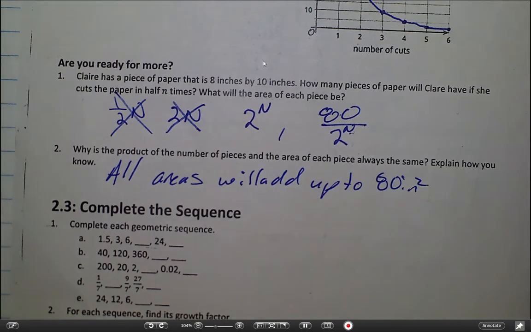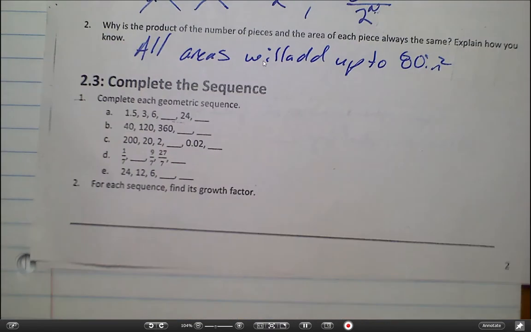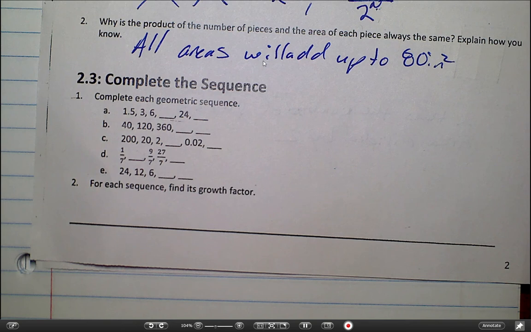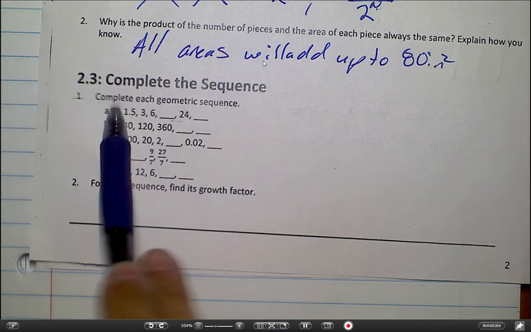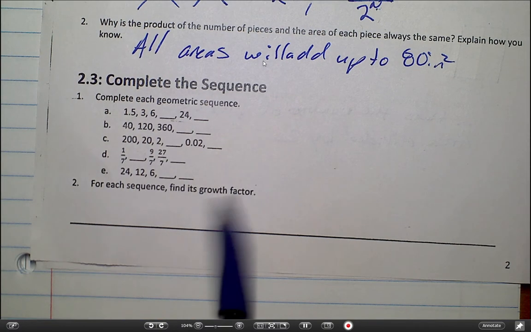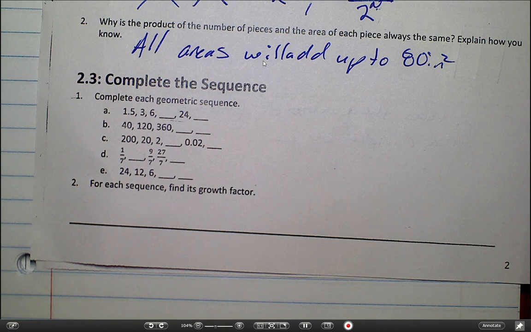And let's take a look at these ones down here. Complete each geometric sequence. So 1 says complete it, and 2 says find out what it's going to be.